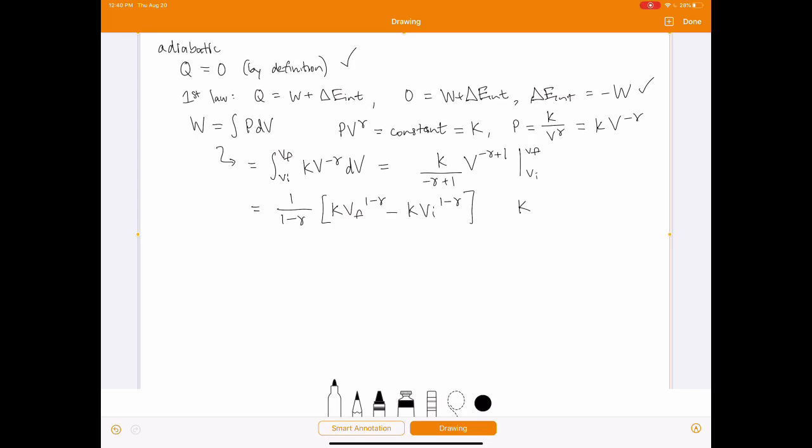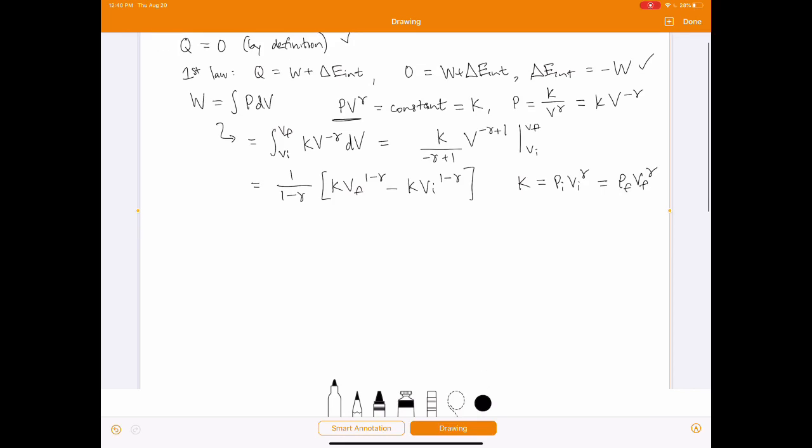Remember what this thing K was in the first place? K is equal to P times V to the gamma power. And it's constant, so in other words, we can pick any point along the curve, and P times V to the gamma power is going to have the same value. So I could say K is P initial times V initial to the gamma. That will work. Or I could say it's P final, V final to the gamma power. Again, that will work too. Those are the same thing.